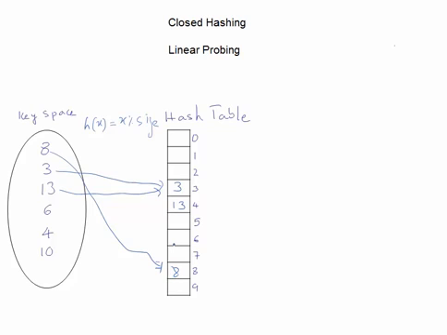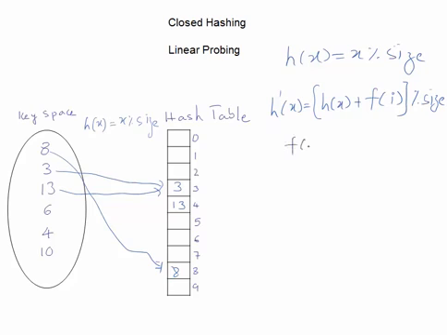So what is this approach? We should give the reasoning mathematically. So here is the explanation. Our actual hash function is x mod size. We define a new hash function h dash of x, that is (h of x plus f of i) mod size, and f of i is equal to i, where i takes values 0 or 1 or 2 and so on.